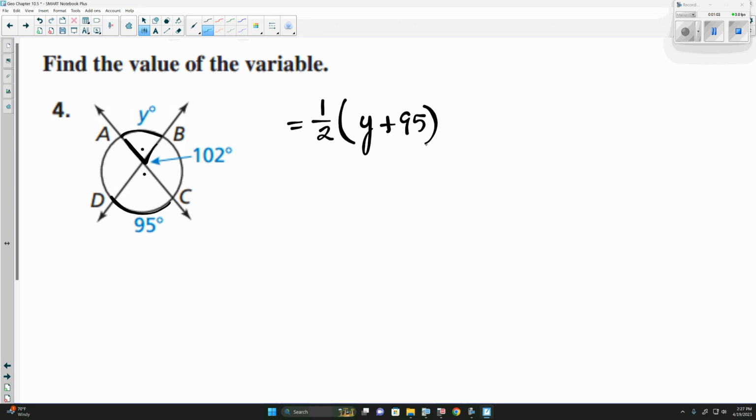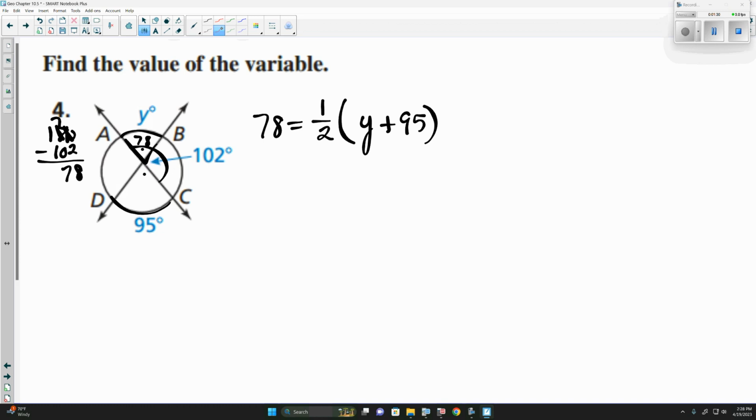However, we do need to figure out one of those two angles. Now we know that this angle and 102 degrees do make a straight line, so they add together to be 180. So we can take 180 and minus 102 from it. 78. So this is 78 degrees, so 78 degrees is equal to 1/2 of y plus 95.